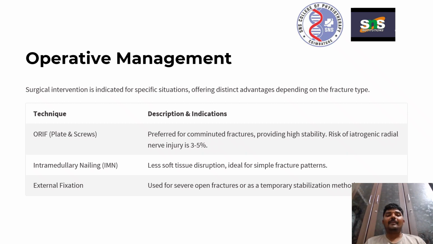Then intramedullary nailing, a procedure with less soft tissue disruption, ideal for simple fracture patterns. Then external fixation, used for severe open fractures or as a temporary stabilization method for fracture fixation.